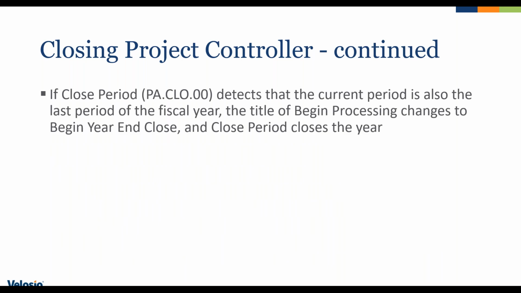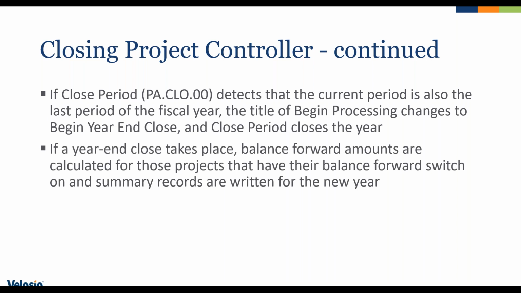Now, if the close period screen detects that the current period is also the last period in your fiscal year, the title of the Begin Processing button changes to Begin Year-End Close, and it automatically knows to close the year for you. If a year-end close takes place, your balance forward amounts are calculated for your projects that have their balance forward switch on. If they have that on, the summary records will then be written for the new year for you.